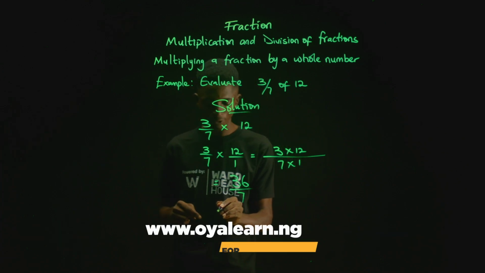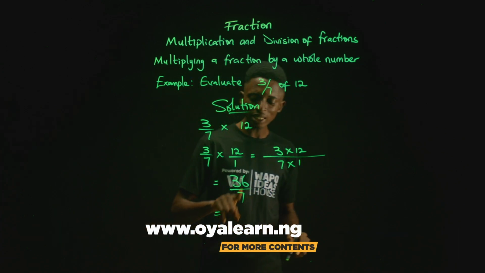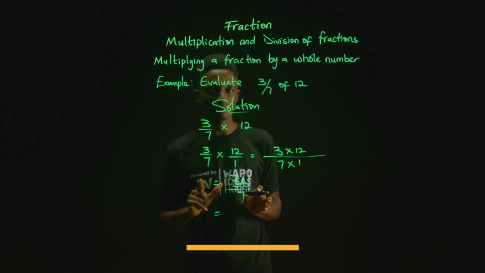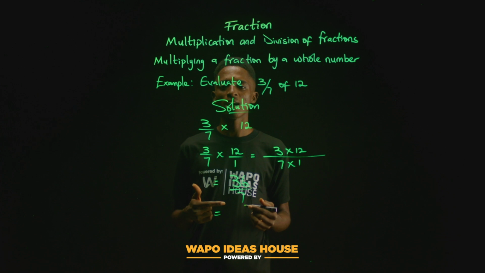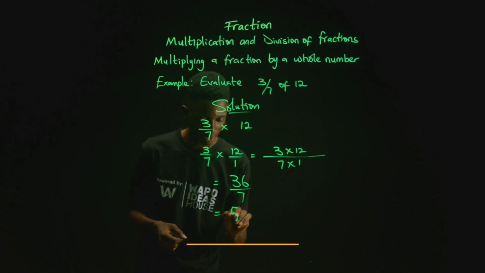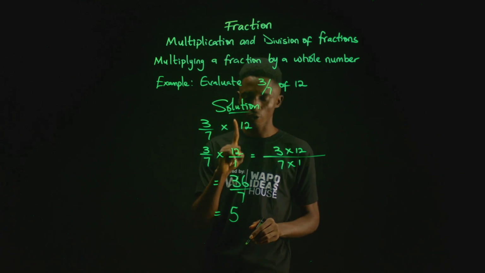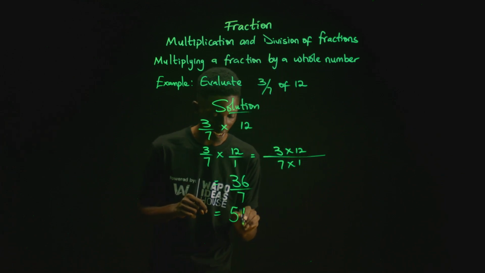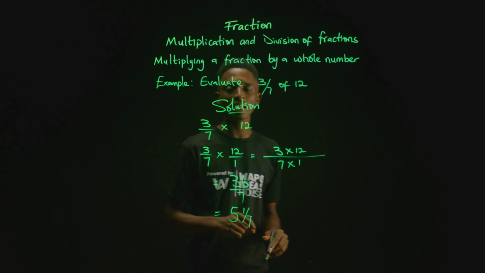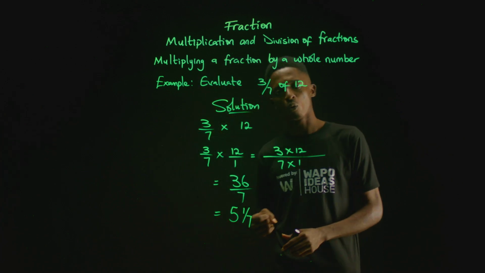We simplify this further. Now you see that 7 goes in 36 5 times, because 7 multiplied by 5 gives us 35. So it will go 5 times, leaving us a remainder of 1. So we write that remainder as 1, and then we keep the denominator, which is 7. So our final answer is 5 whole number 1 over 7.